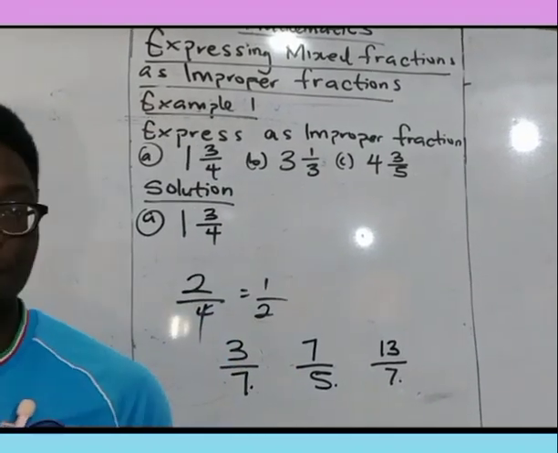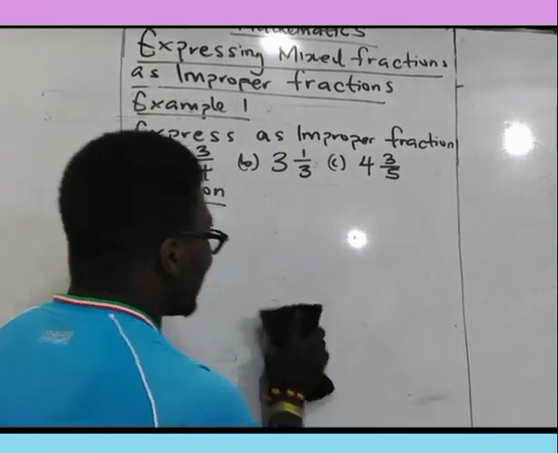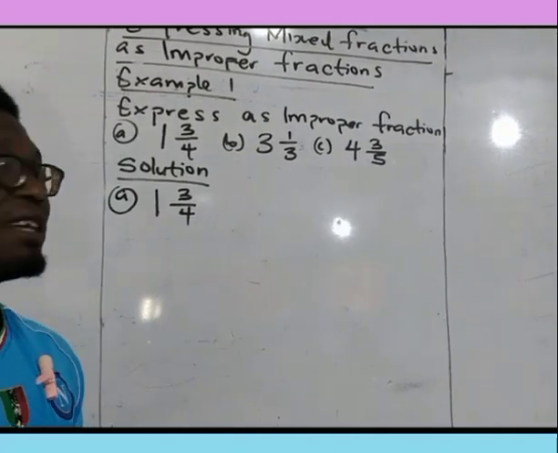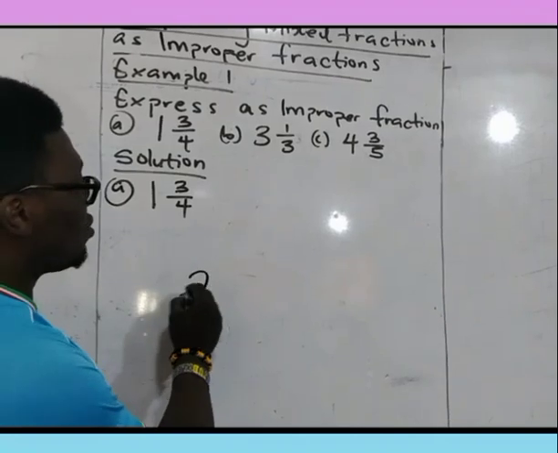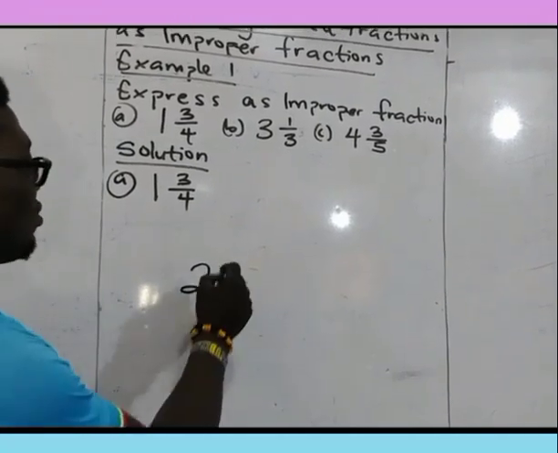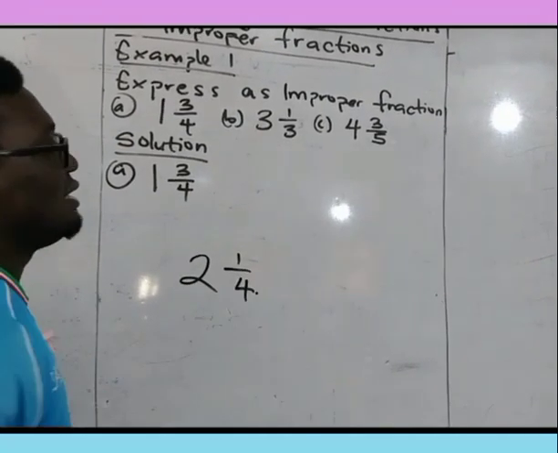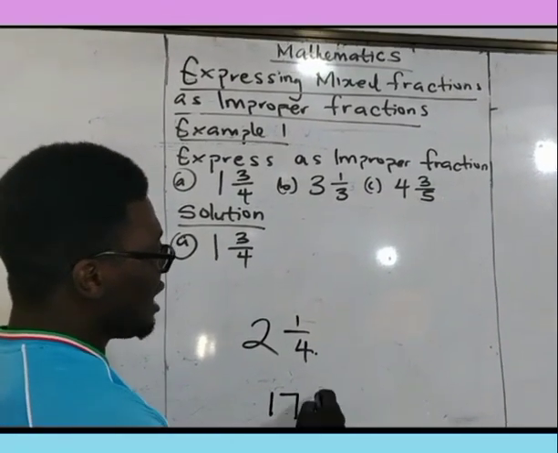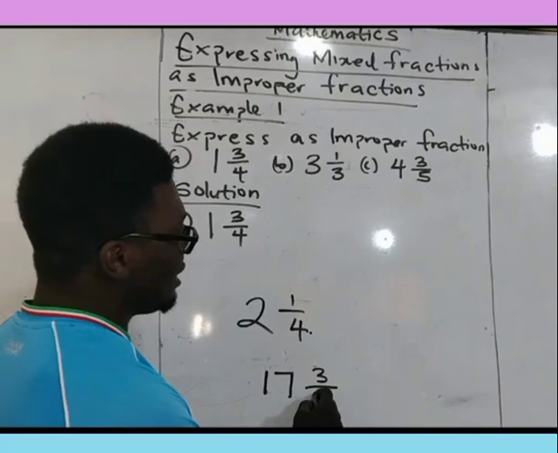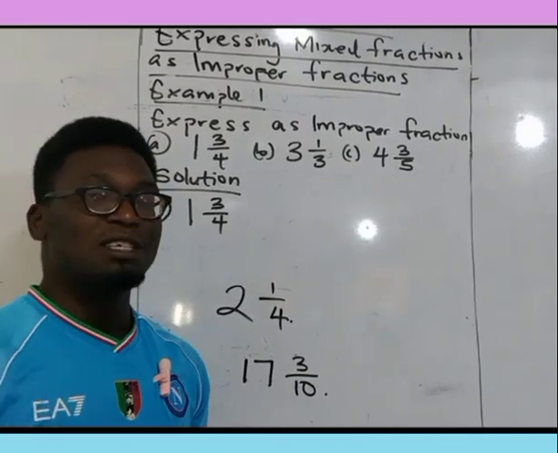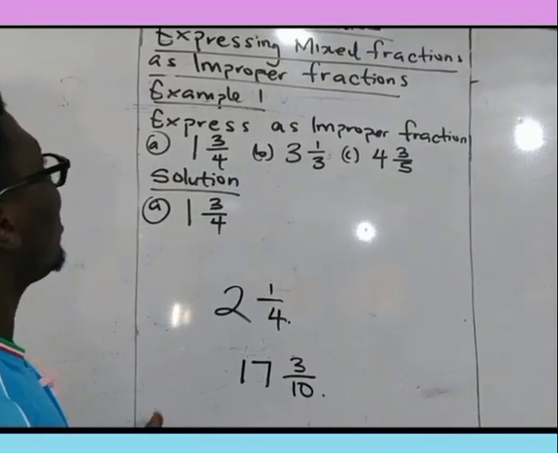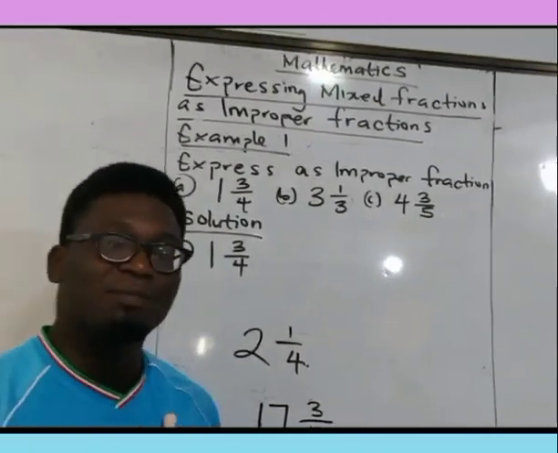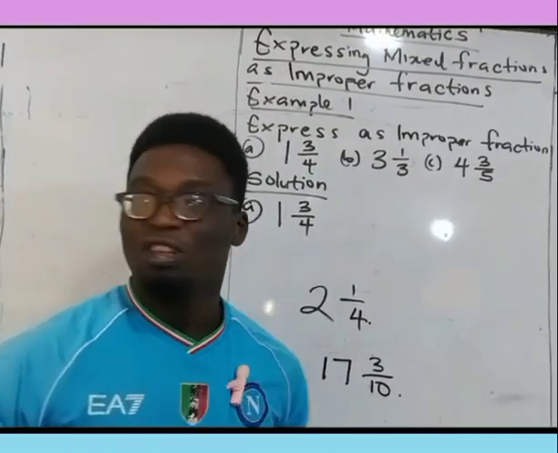We also have the mixed fraction. A mixed fraction is a fraction that has a whole number and a fractional part. A whole number in what sense? I have 2 whole number and a fractional part, 1 over 4. This is a mixed fraction. Another example, we have 17 whole number and we have 3 over 10. This is an example of mixed fraction. Good. Now, today, how do we express these mixed fractions back to improper fractions? And that's what we are talking about today.